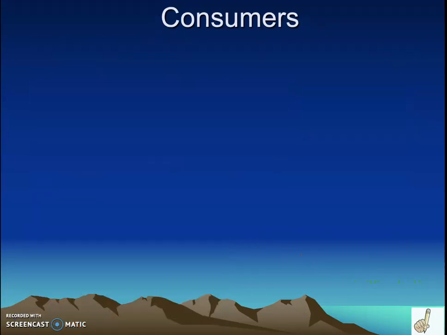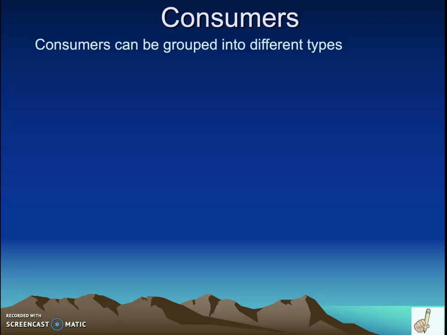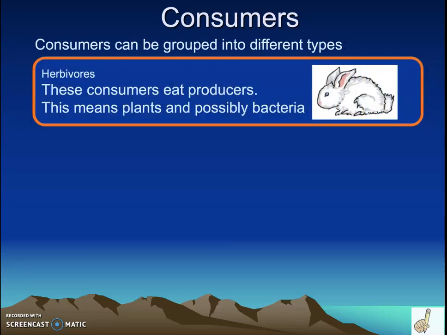So we have just talked about producers, so it's now time to talk about consumers. Again, if you need to pause this to be able to write the notes down, then please do so, but just wait till I've explained everything that's on the slide. So consumers can be grouped into some different types. We've got herbivores. These consumers eat producers. This means that plants and possibly bacteria. So herbivores, they eat the producers.